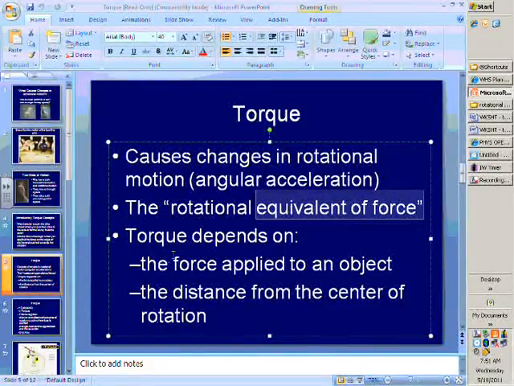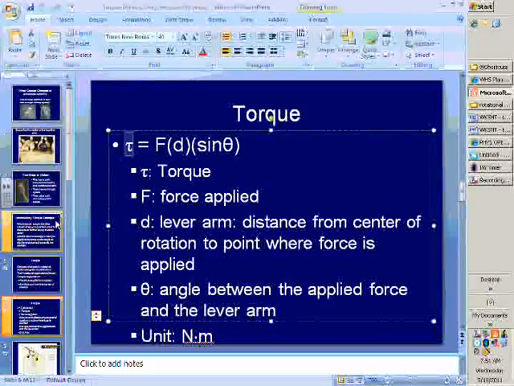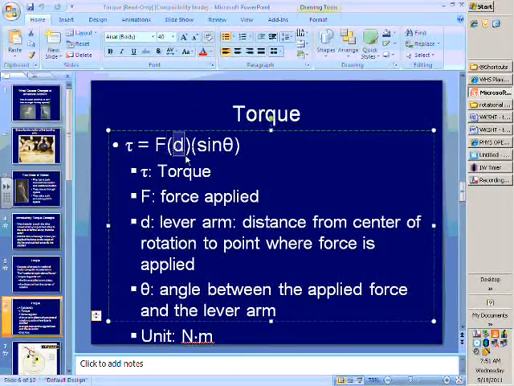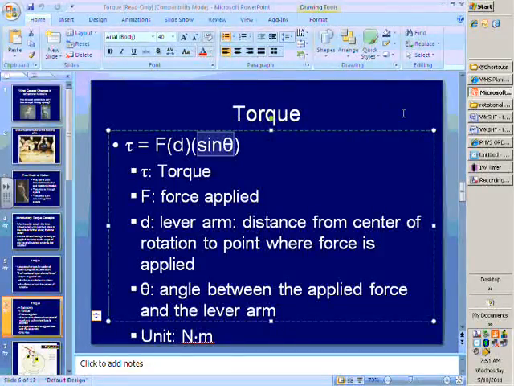But then we said that torque depends on two things. It depends on the force applied to the object and the distance from the center. And I think the other day we introduced this formula. Torque is equal to F times D times sine of theta, where this lowercase Greek letter tau, we use that to represent torque. Torque depends on the force. It depends on the distance we are from the center. But the fact that we're including some angle and some side of the triangle means we're probably going to have to deal with components.